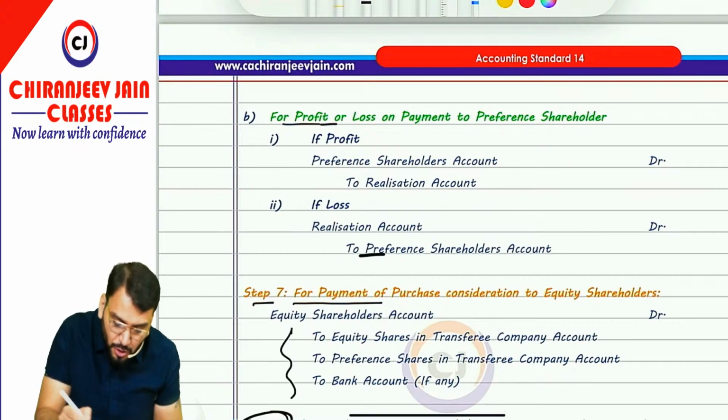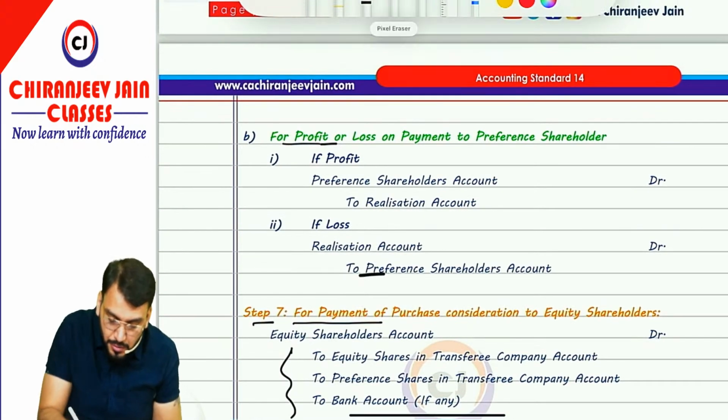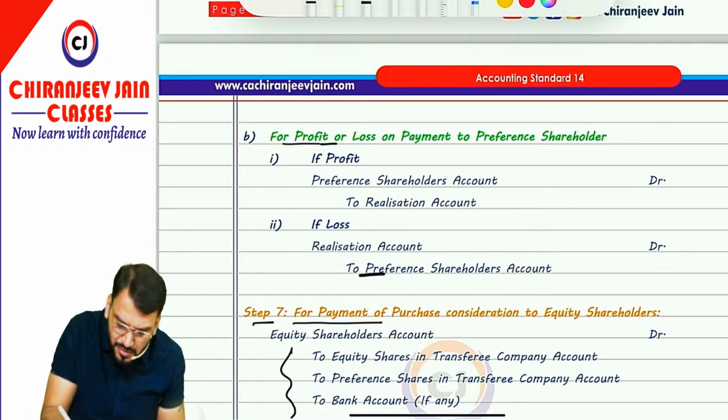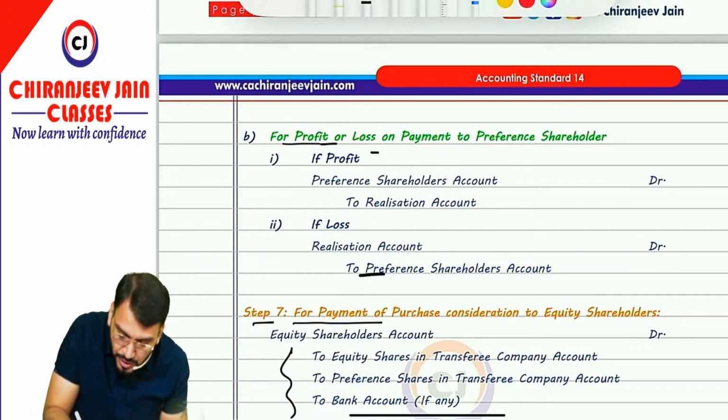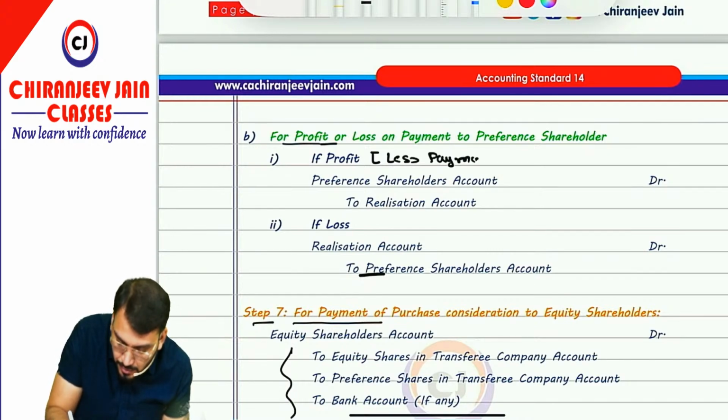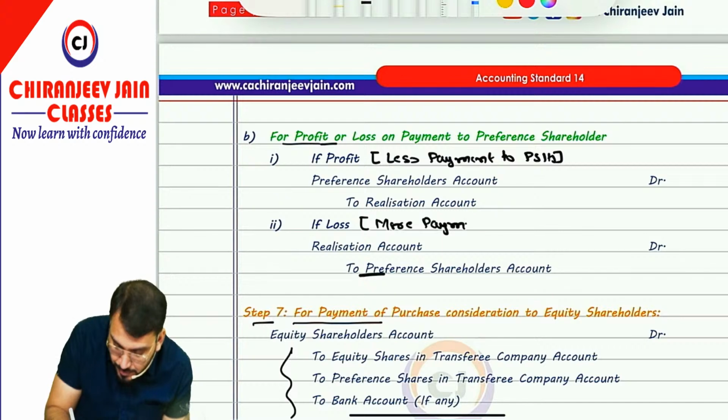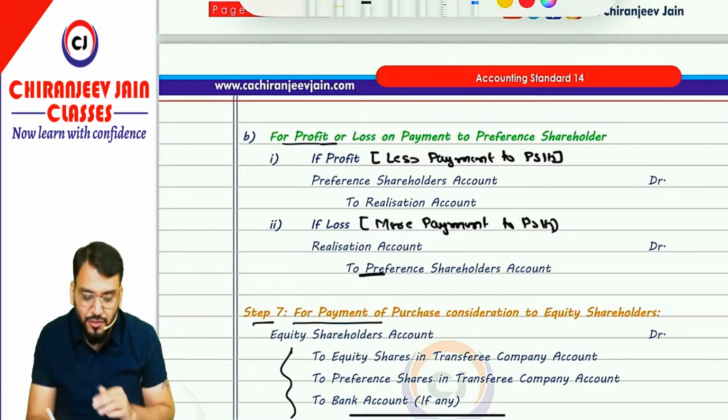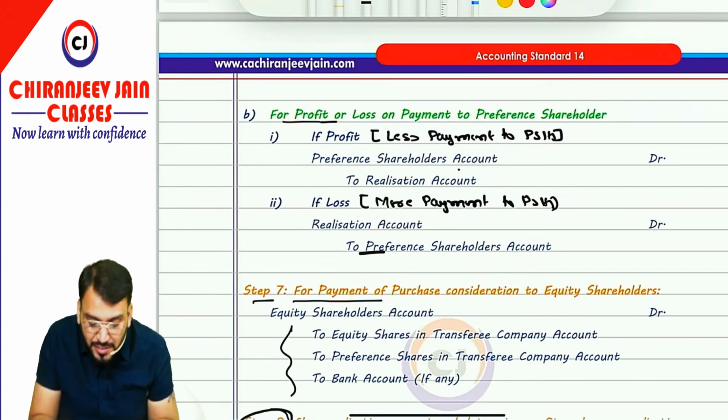If profit, this is profit to what? Company only. Profit means less payment to preference holders. Loss means more payment to preference holders. No, it is correct. Then it is preference holders account debit to realization account. Here loss will be debited to realization account, and the entry is realization account debit to preference holders account.